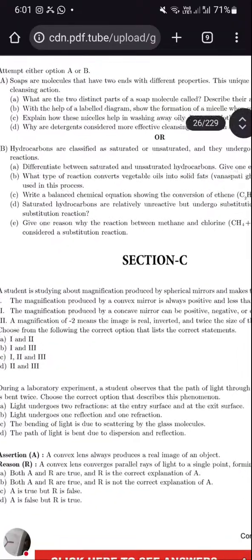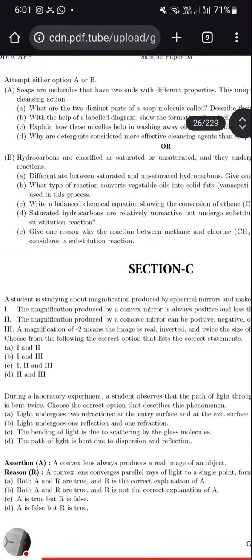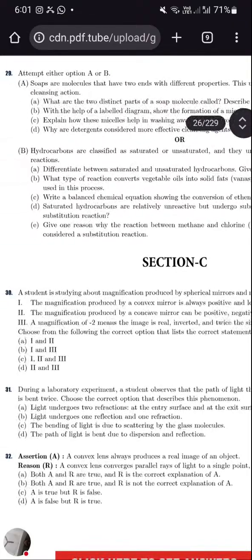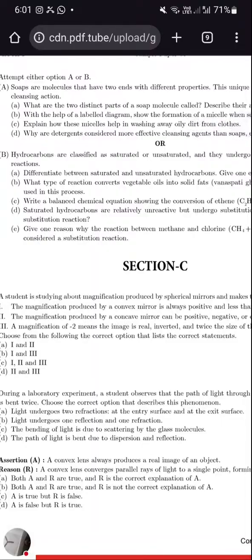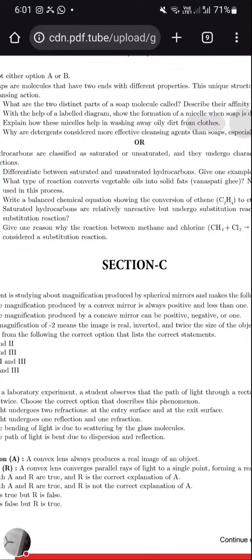Here, the difference between saturated and unsaturated hydrocarbons, and the characteristic chemical reactions they undergo. Give one example of each class. So what are hydrocarbons? They are compounds of carbon and hydrogen, of two categories. When there is a single bond between carbon and carbon, they are called saturated hydrocarbons. When there is a double or triple bond between carbon atoms, they are called unsaturated hydrocarbons.